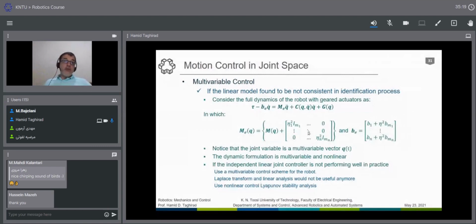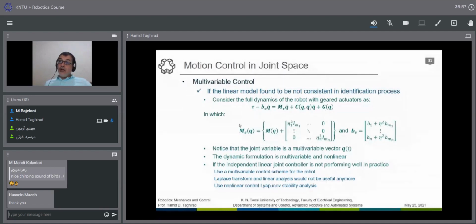But this is not always the case. Especially in some cases, we have some controller or some robot without any gearbox. If we would like to have very high speed manipulators, we reduce the gear ratio to a small number, or we neglect that and use some direct drive motors. In those cases, if the eta part is not dominant, then you have a nonlinear and multivariable system.